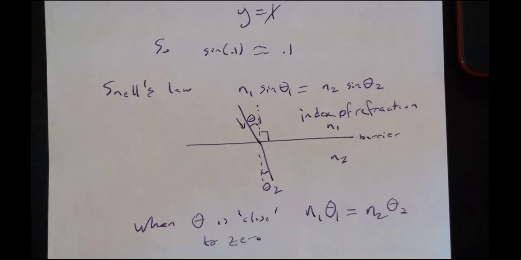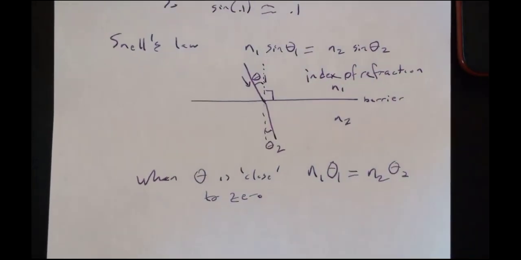When I'm looking at a small angle like that, like 0.1 radians, 0.1 radians happens to be about 6 degrees. I don't have to worry about trig functions at all. I can ignore them completely. And I can use x instead. This is called first order optics.